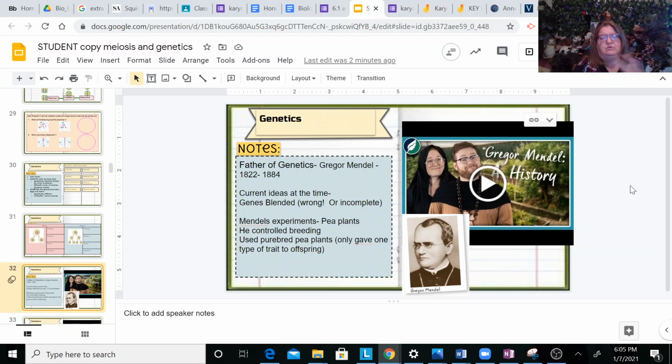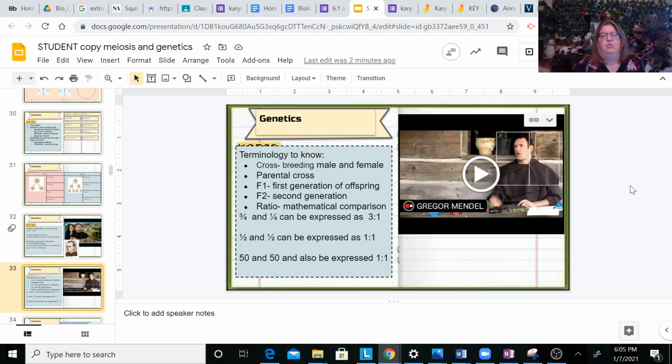Purebred means that you're only going to pass down certain traits. You have no option. You will only pass down those traits to your offspring. Now, one of the things that you want to watch for in the videos is some of the terminology that he used. He did parental crosses. Now, a cross is simply when you're going to breed a male and a female together. This applies to pea plants.